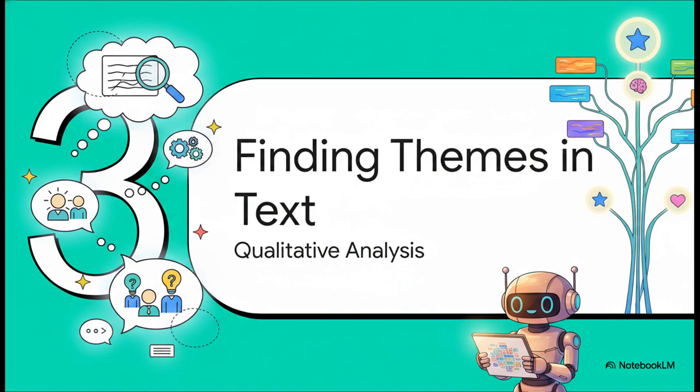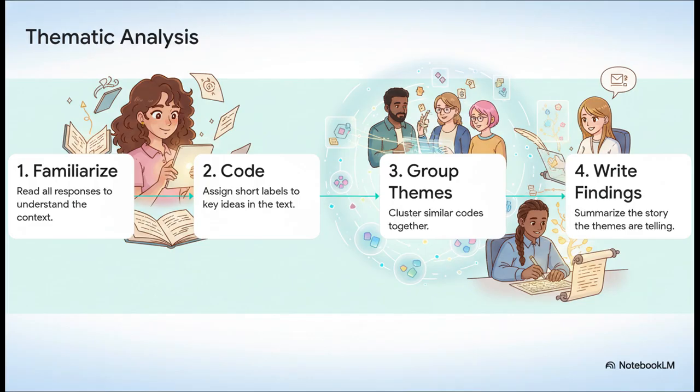But of course, numbers don't tell the whole story, do they? What about those open-ended questions where people pour out their actual thoughts and feelings? For that, we need a totally different tool, qualitative analysis. It's all about finding themes in text. Now, this might sound intimidating, but I promise you, it breaks down into a pretty simple 4-step process. First, you just read everything to get a feel for it. Then, you assign little labels to the key ideas. That's called coding. After that, you group similar labels into bigger themes. And finally, you just write up the story those themes are telling you.